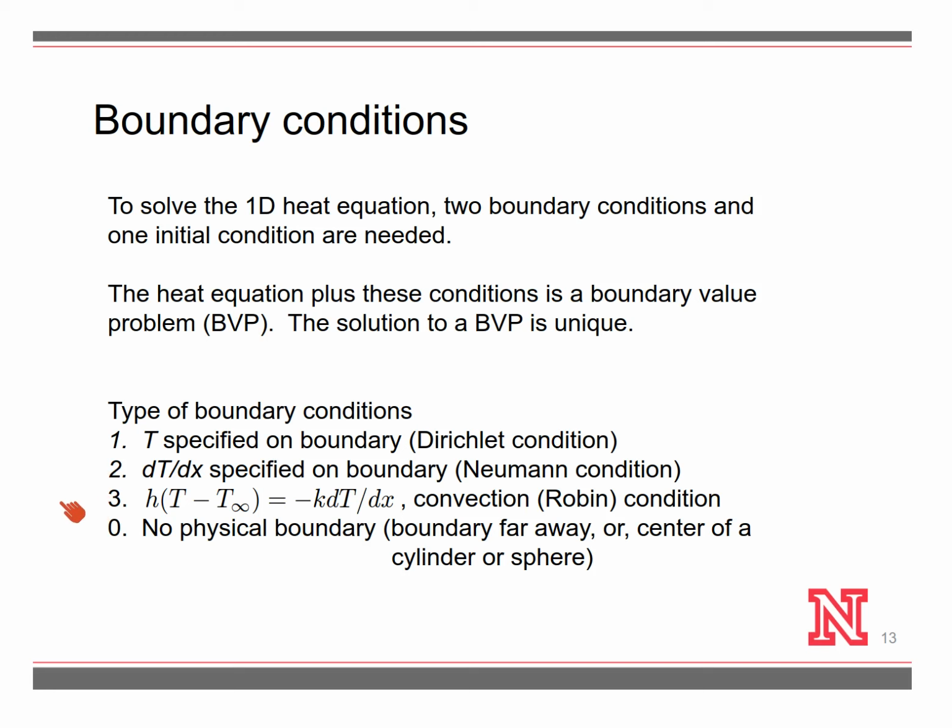Type 3 is sometimes called a convection condition. It's a combination of specified value and specified slope. And then we also use type 0 to represent a situation where there's no physical boundary. That might be a boundary far away, the semi-infinite or infinite case, or that might be the center of a cylinder or sphere.